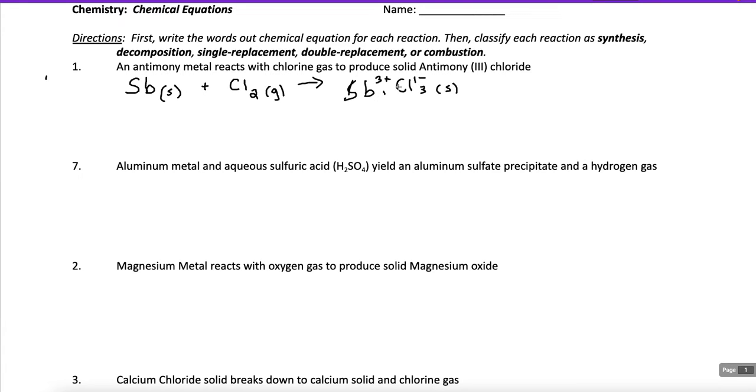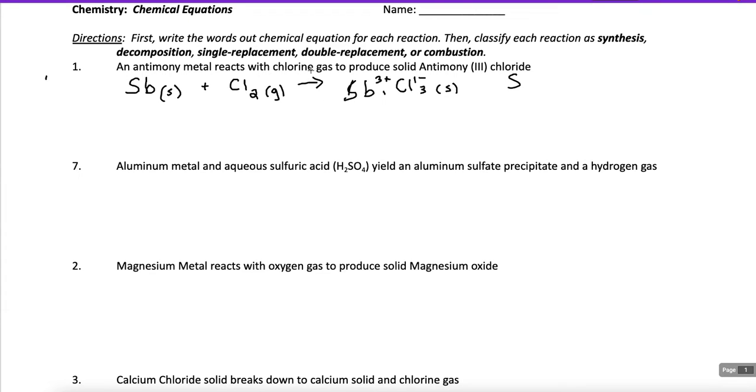Okay, so there's your equation, and if you look at that, you're taking two small things and putting them together to make one big thing. Okay, so that is a synthesis reaction. I'm just going to abbreviate that with a capital S.